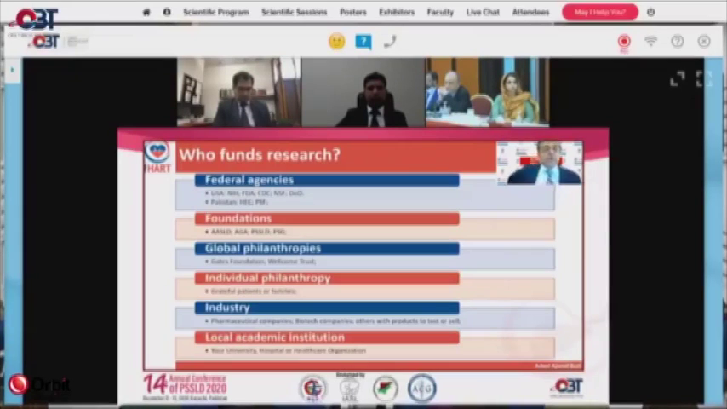There are global philanthropies which fund research, and these include organizations like the Gates Foundation, the Wellcome Trust, and so forth.